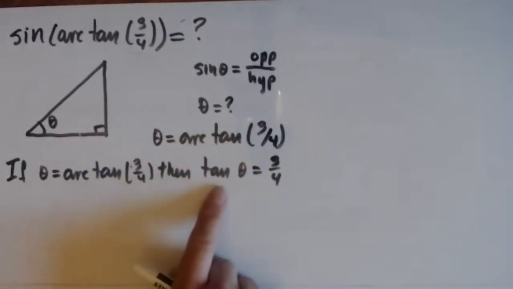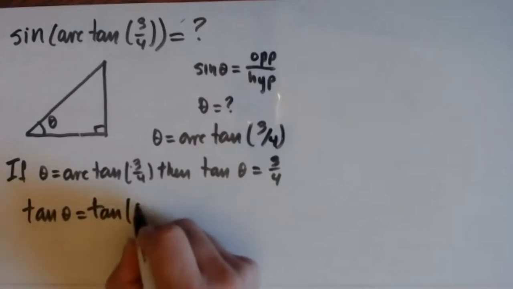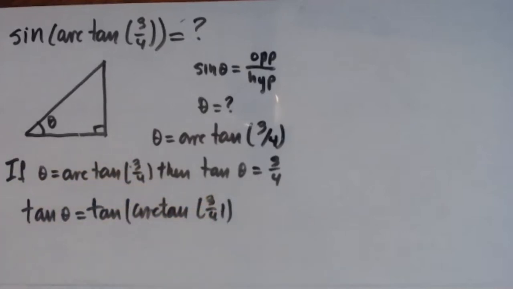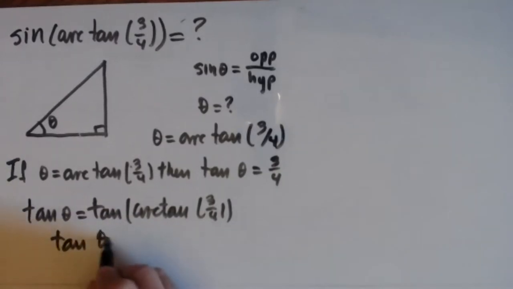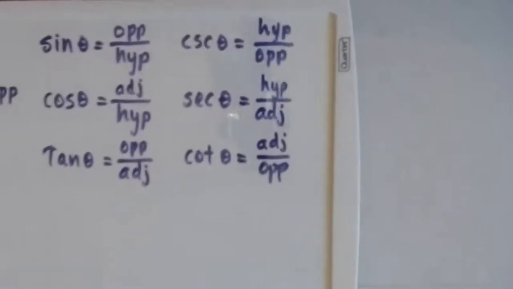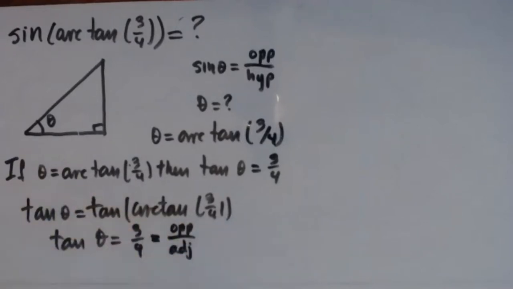So I'm going to use the inverse function. What I did is very simple. I took tangent of theta equals tangent of the arctangent of 3 over 4. So I make the composition. And by definition, I know this cancels out. So tangent of theta is 3 over 4. It's very simple. Now, what is the definition of the tangent? I have to go back to my old board. Tangent is opposite over adjacent.